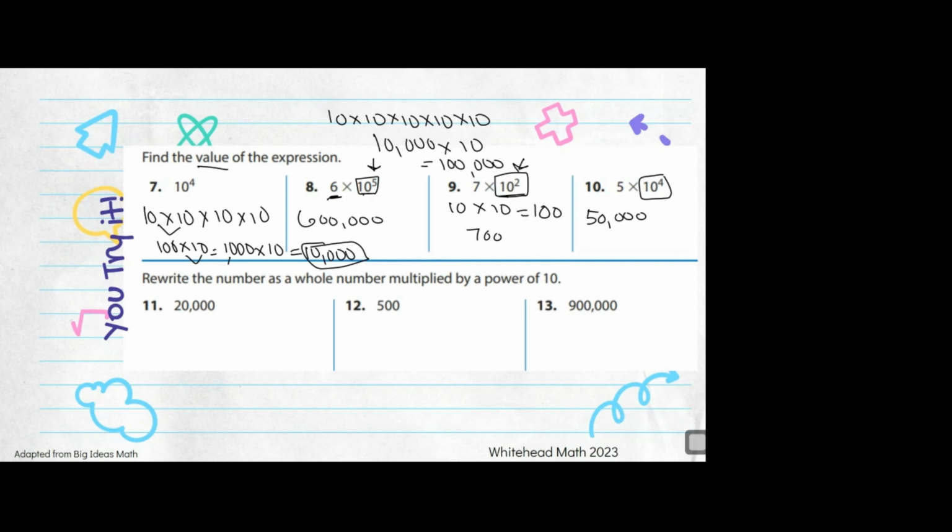Okay. 11. Can you rewrite the number as a whole number multiplied by a power of 10? So let's do 11 together. Okay. You have how many zeros here? I'll give you a moment to figure it out on your own. Pause the video and press play when you're ready to move on.